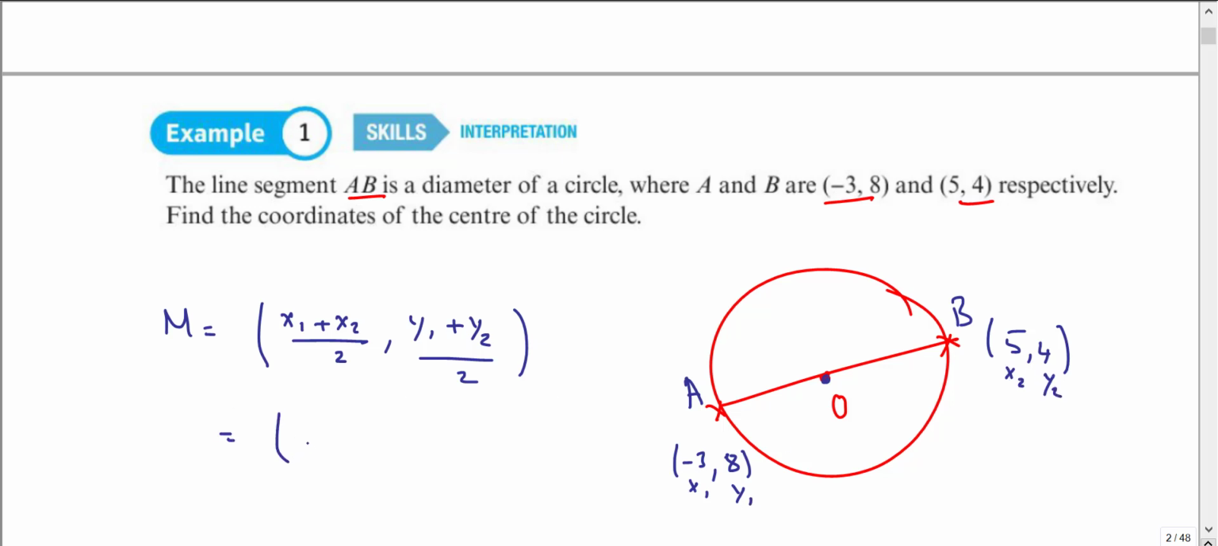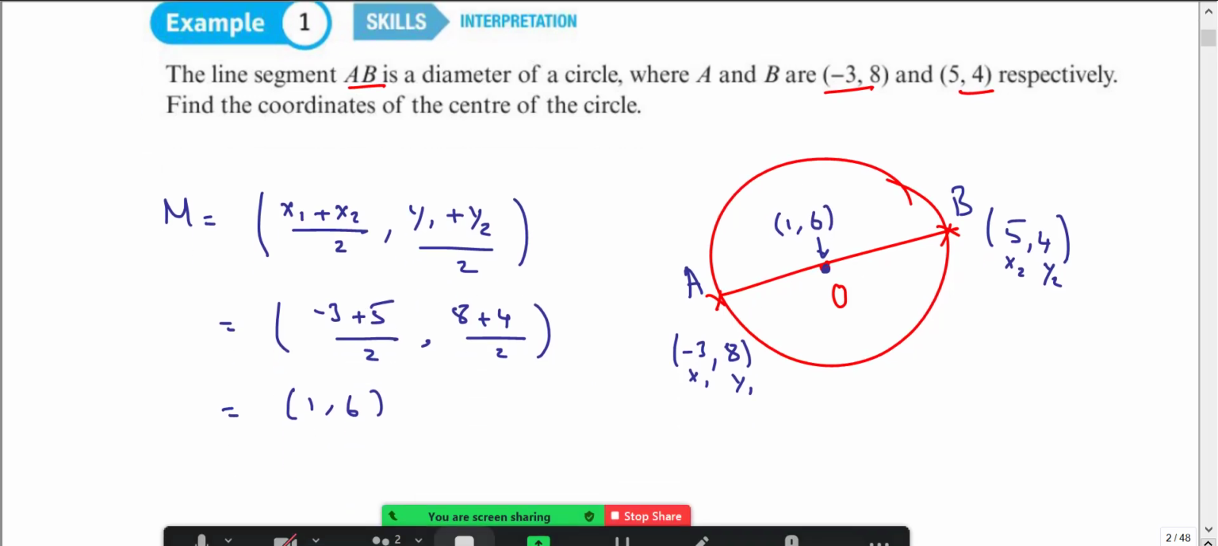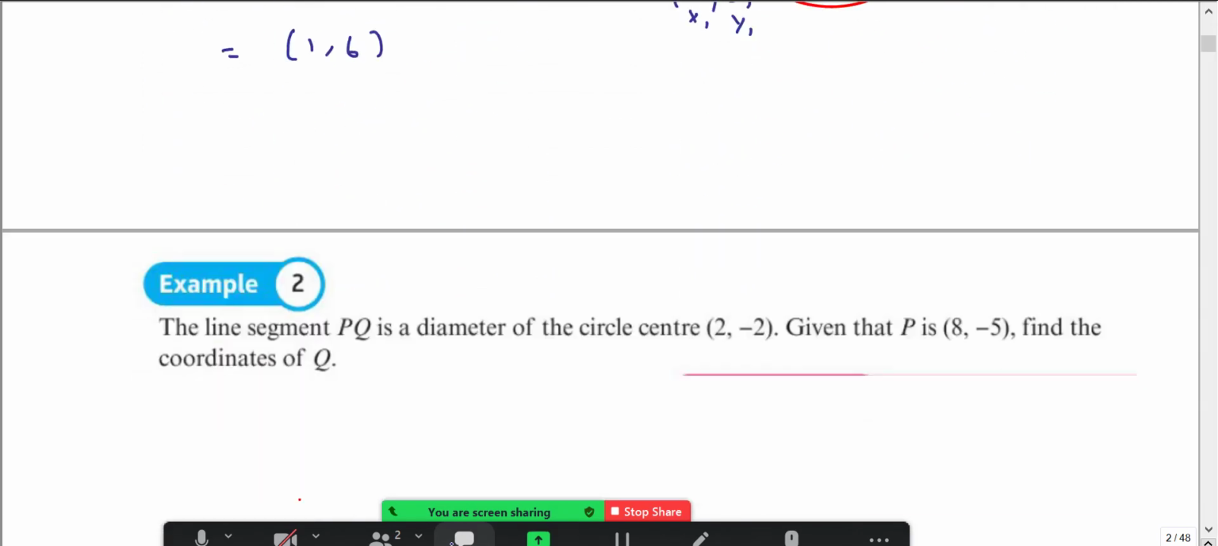Substitute, very simple. So -3 plus 5 divided by 2, and then comma, 8 plus 4 divided by 2. Simplify. This is 2 over 2, that's 1, comma, 12 over 2, 6. So the coordinates of the midpoint, the center, is 1 and 6. You get this? Yeah, it's very simple.